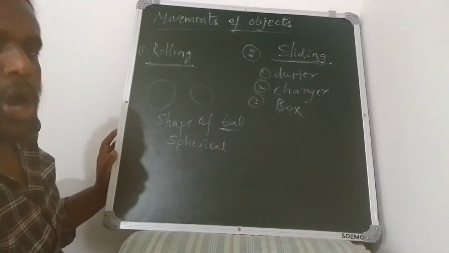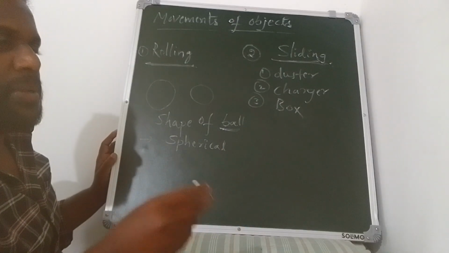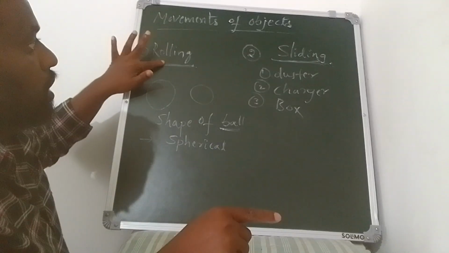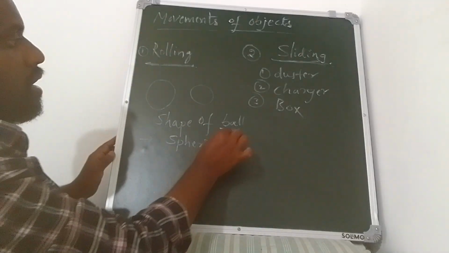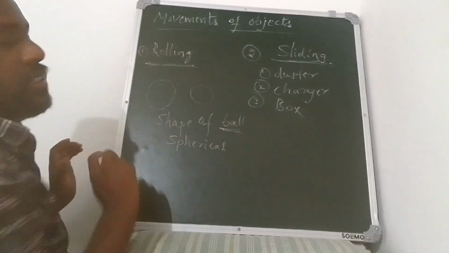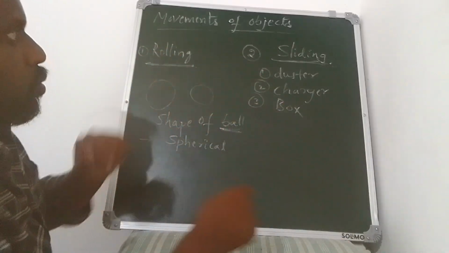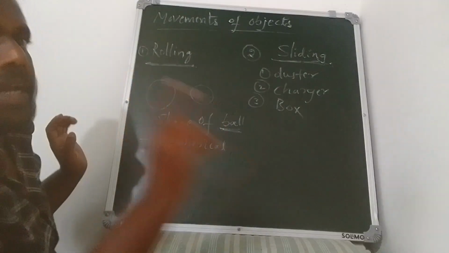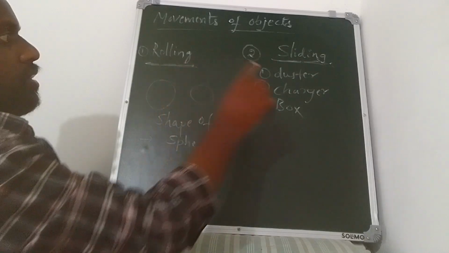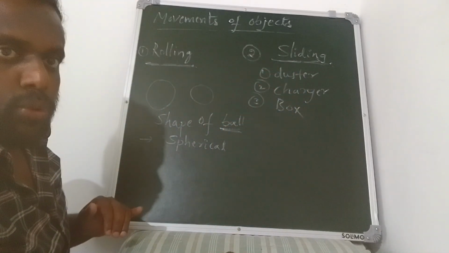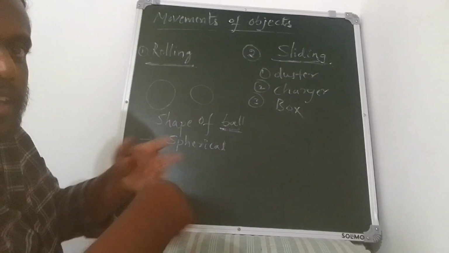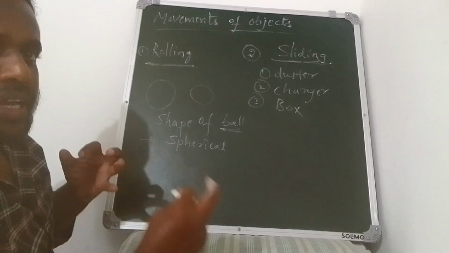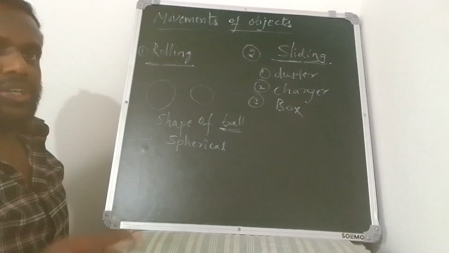Ball, if you take a ball, the best example is car wheels. How the car wheels move, that is rolling. That movement is called rolling, and the ball movement is called rolling. How they move, like this, that is rolling. Sliding, you have seen how the duster moved, that is sliding. The duster and charger, whatever I showed now, did not move like a ball or the wheels of a car. Just think how they are moving. You got it, right?